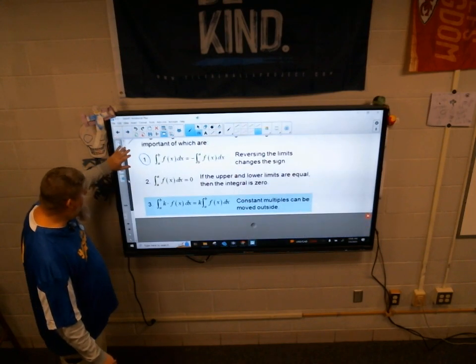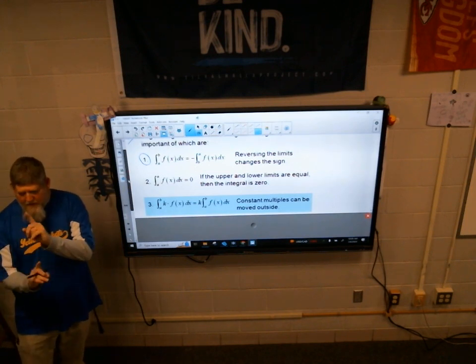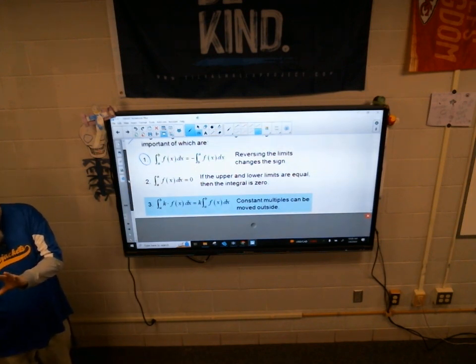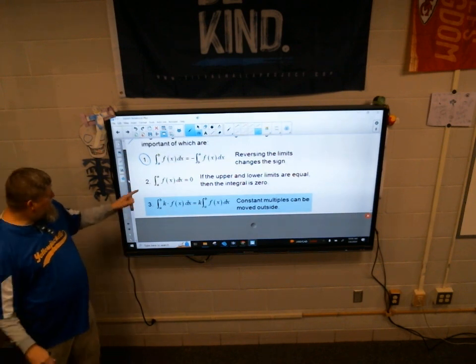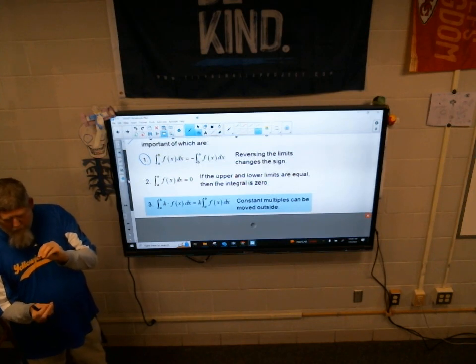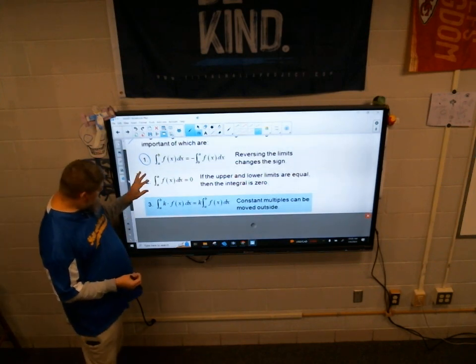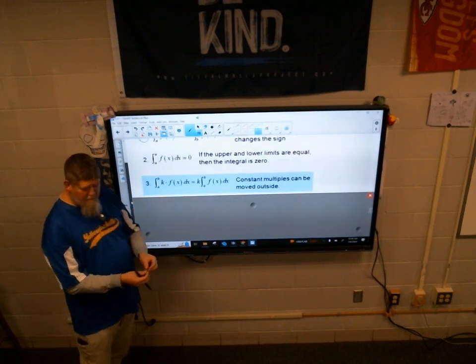All right, so number 1, if I switch the limits A and B to B and A, what does that do to the whole answer? It changes its sign. If the limits are the same, A and A, what does that equal? 0. Doesn't matter what the function is or what the numbers are, it's always going to be 0. And then if I have a constant, I can simply bring the constant out front.